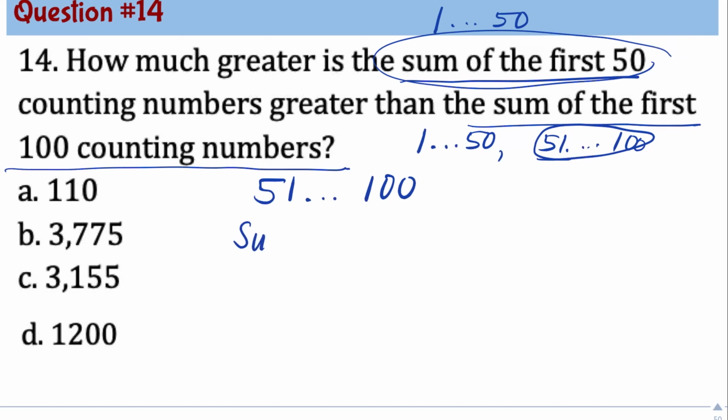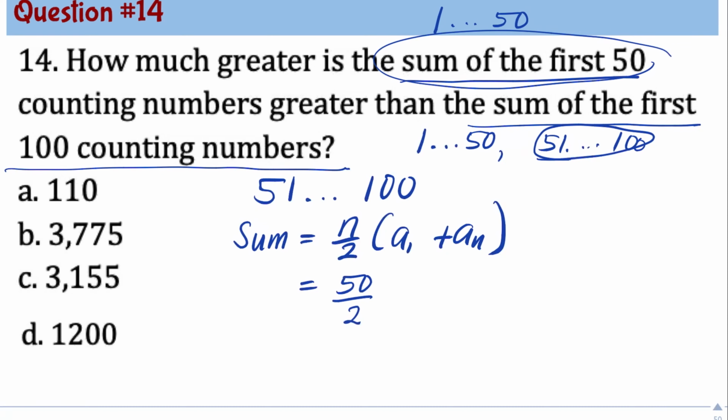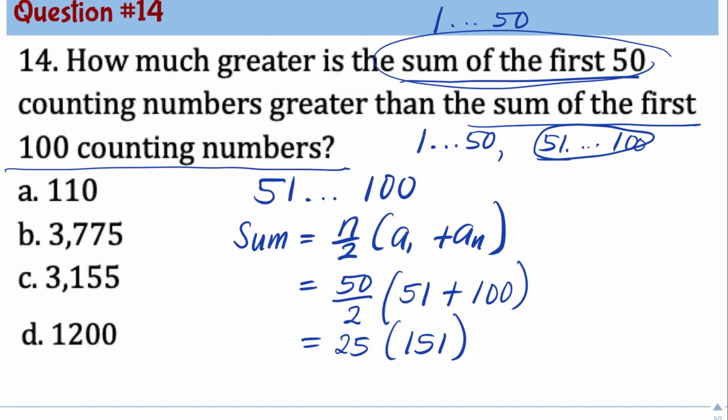So to find the sum of an arithmetic sequence, we need to use the formula n over 2, a sub 1 plus a sub n. In this arithmetic sequence 51 to 100, n is 50 because there are 50 terms. A sub 1 is the first term, so we have 51. A sub n is the last term, which is 100. Simplify it. 50 divided by 2 is 25. 51 plus 100 is 151. So now we need to multiply 151 times 25.